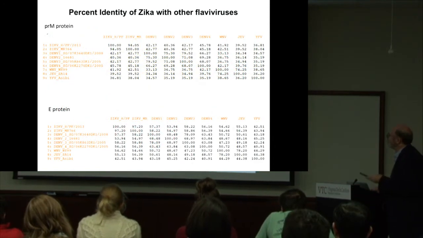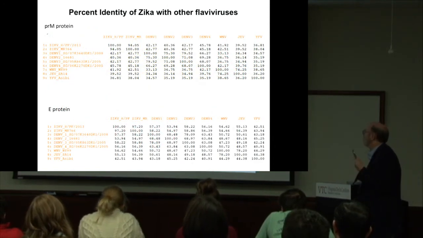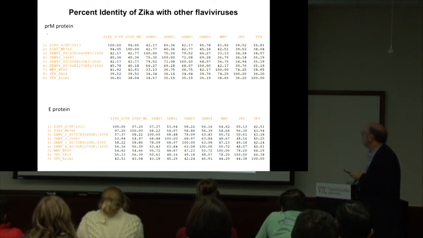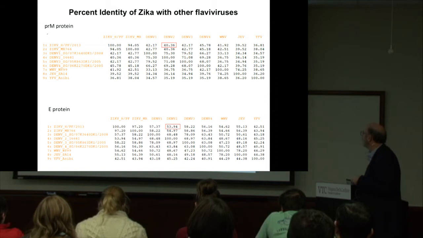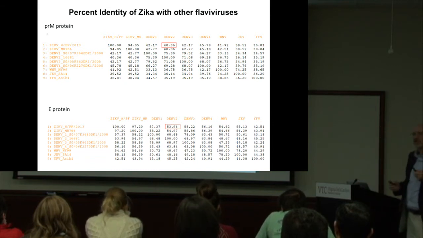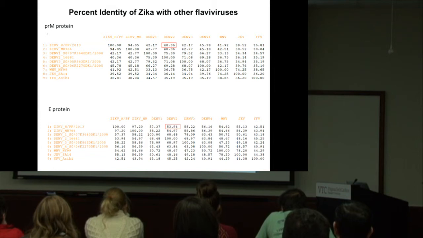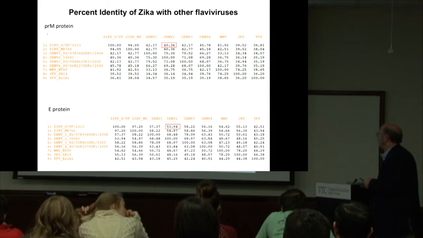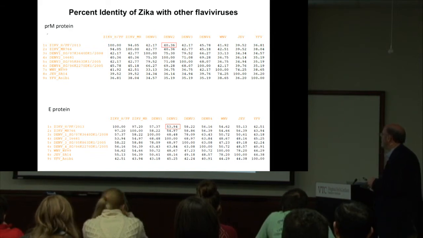Now, Zika, if you look at percent identity of these proteins, PRM and the E protein, they're not that high compared with the other flaviviruses. And what I'd like to do is just compare Zika with Dengue 2, which is the virus that we have the most structural information from, and it actually is interesting from a vaccine standpoint. It's 54% identical in the E protein at the amino acid level.